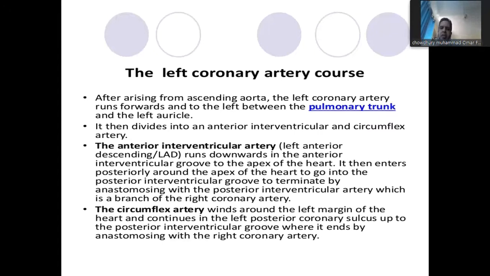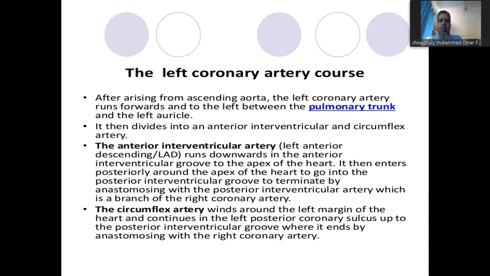The anterior interventricular artery, which is also called the left anterior descending artery, runs downwards in the anterior interventricular groove to the apex of the heart. It then turns posteriorly around the apex of the heart to go into the posterior interventricular groove to terminate by anastomosing with the posterior interventricular artery, which is a branch of the right coronary artery.